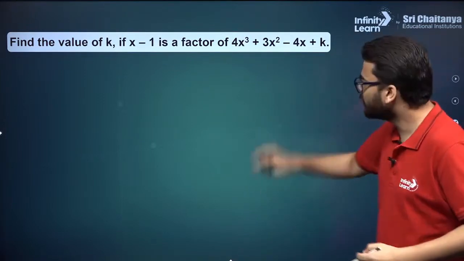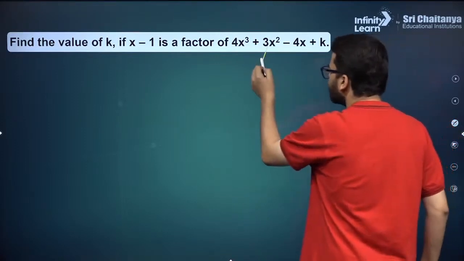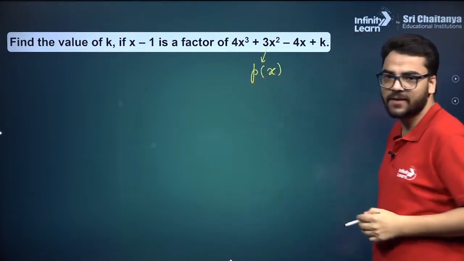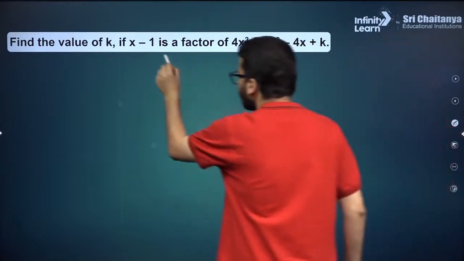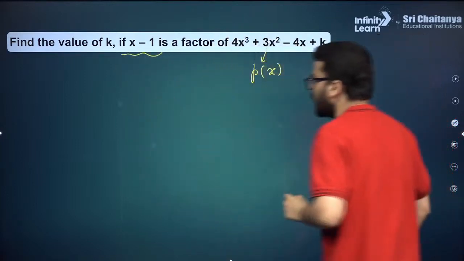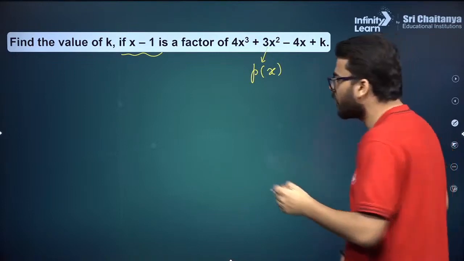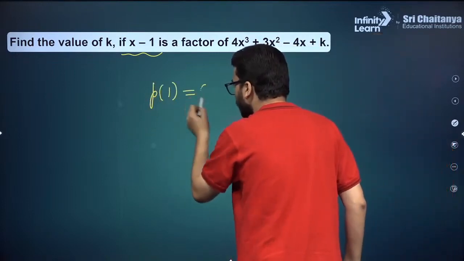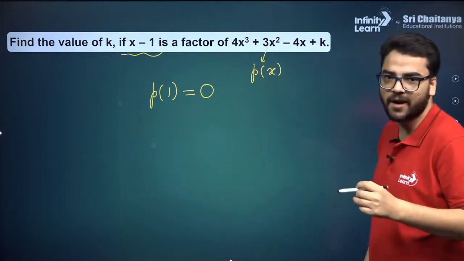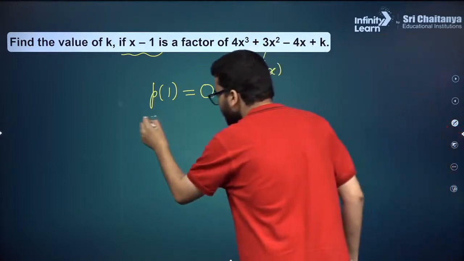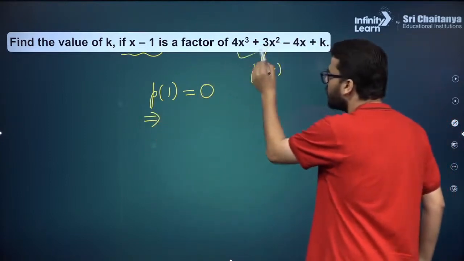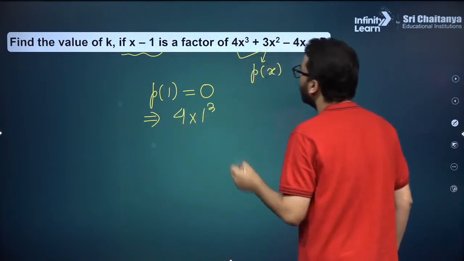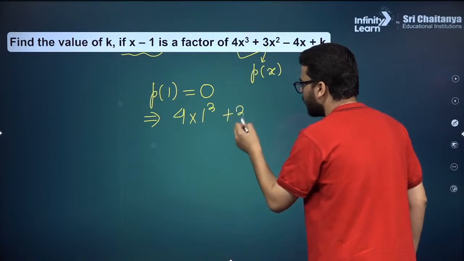So over here, just suppose the name of this polynomial is p of x. It is given in the question that x minus 1 is a factor of this polynomial. So using the factor theorem, what can I say guys? I can say that p of 1 is equal to 0 because x minus 1 is a factor of this polynomial. It means in place of x in this polynomial, I can put 1, right?